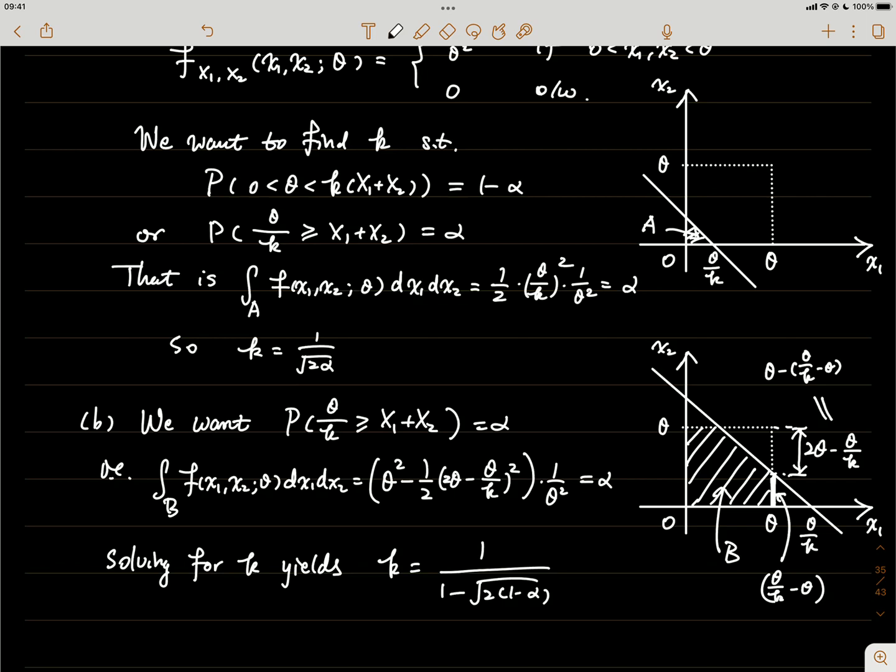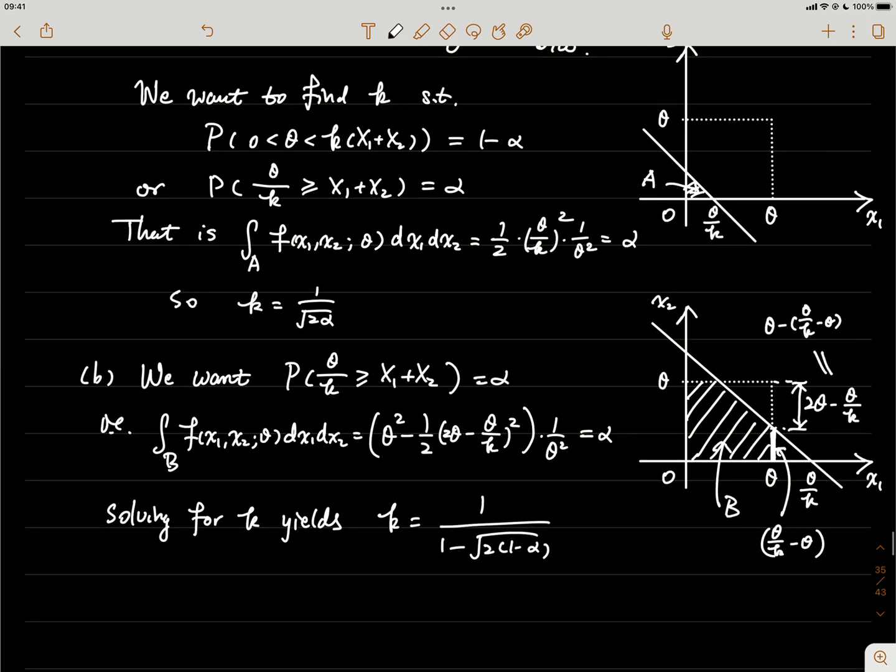Now that is just the area of the triangle, and the total area of the square is theta squared. So it's theta squared, subtract that, times 1 over theta squared, and that will be equal to alpha. So we need to solve for k. Let's see, by solving this, we erase this. It's not correct.